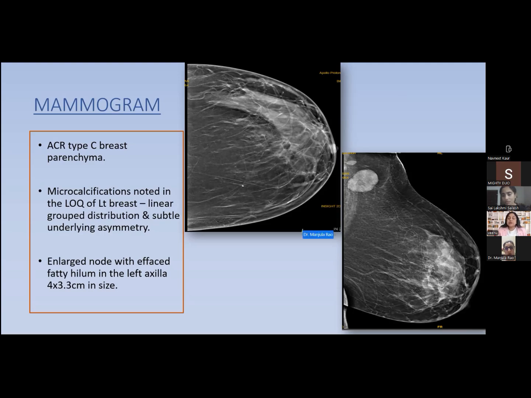So 5 specks or more than 5 specks in a less than 2 centimeter area. That is the definition for a group.